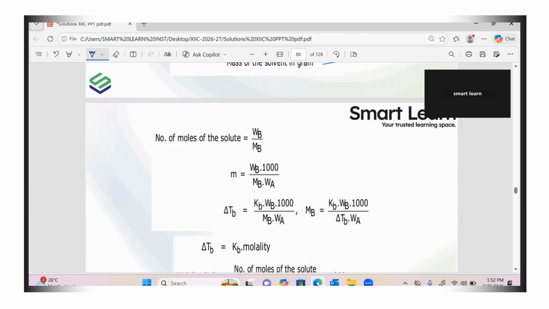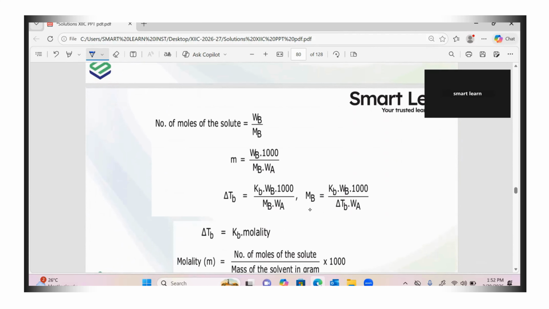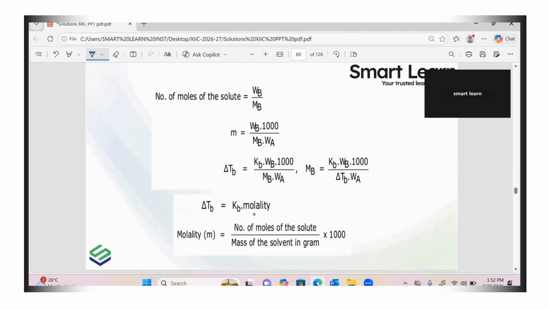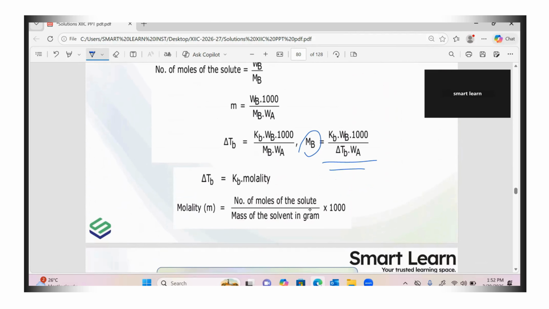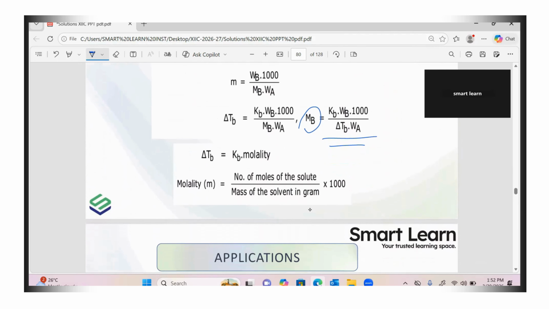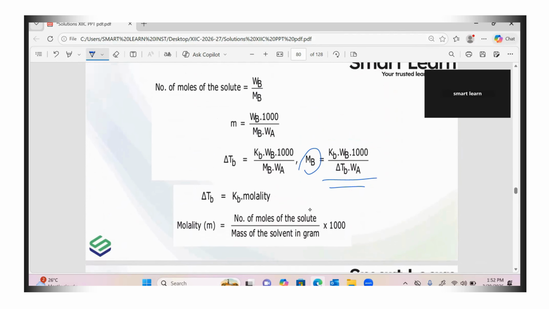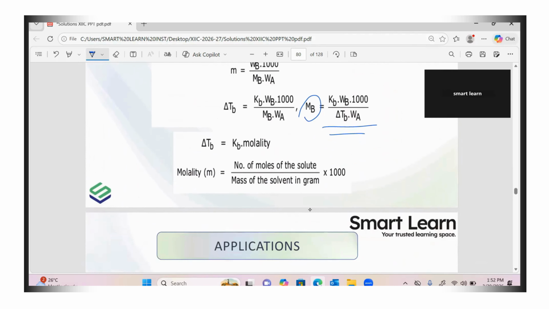The moles are Wb by Mb. We are substituting those values and putting them into the delta Tb equation. Then we have to find out the Mb, hence the equation gets as Mb is equal to Kb into Wb into 1000 divided by delta Tb into Wa. So using the molality equation we are finding out the Mb here.